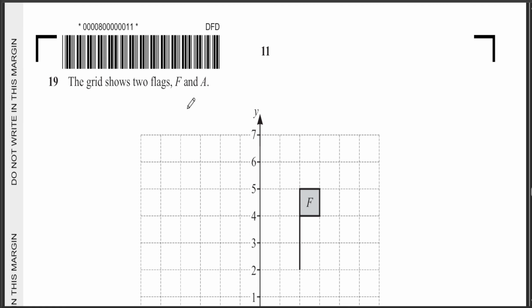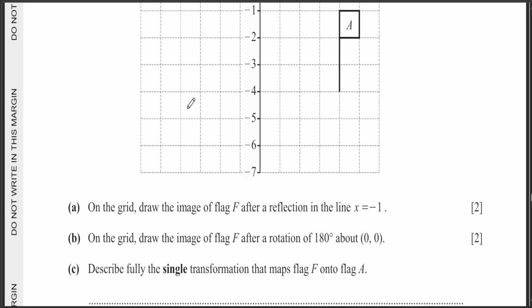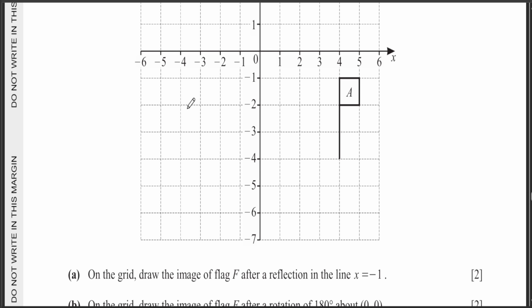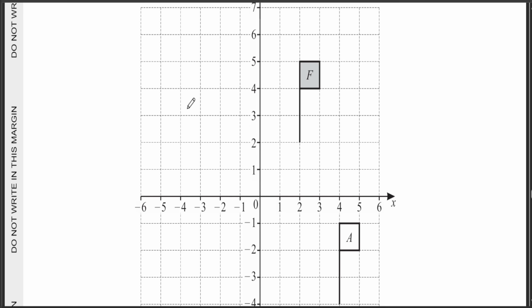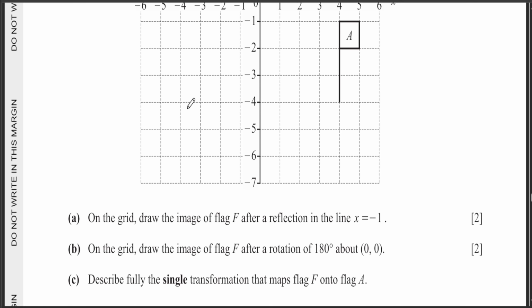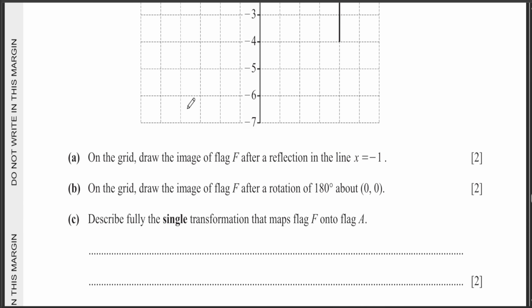The grid shows two flags, F and A. On the grid, draw the image of flag F after reflection in the line x equals -1. And on the grid, draw the image of flag F after rotation of 180 degrees about 0, 0. And lastly, describe fully the single transformation that maps flag F onto flag A. Which is very easy.